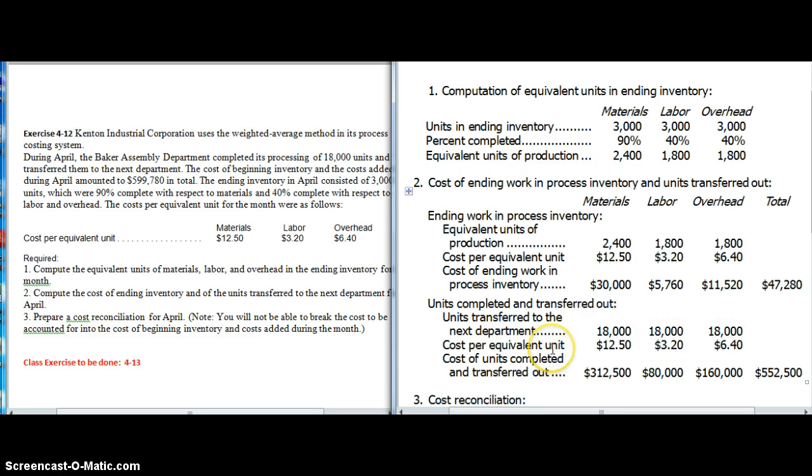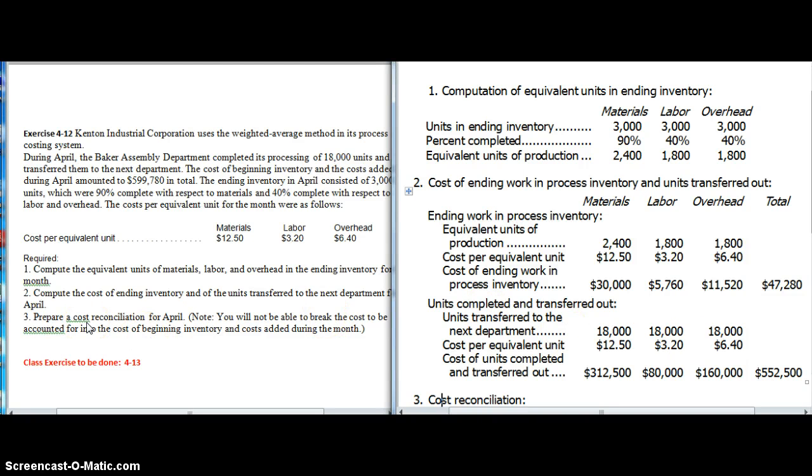Cost per equivalent unit doesn't change. You will take down the same cost as given in the question: 12.5, 3.2, and 6.4. Multiplying 18,000 with 12.5 will give you $312,500 for materials, $80,000 for labor, and for overhead it will be $160,000. Adding all three costs, you will get a total cost for completed units of $552,500.